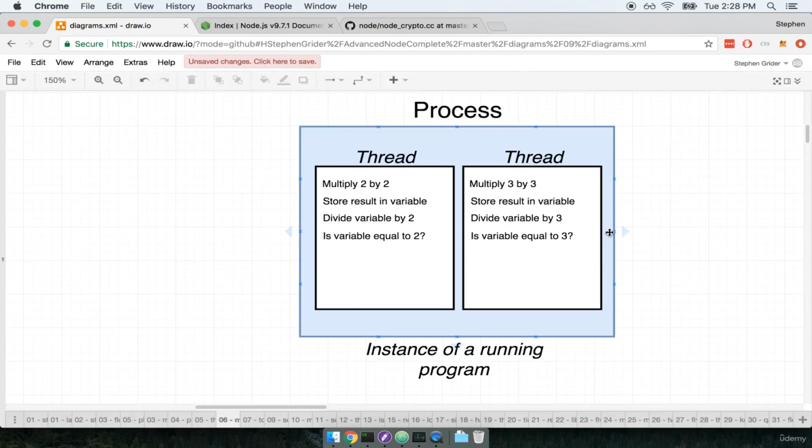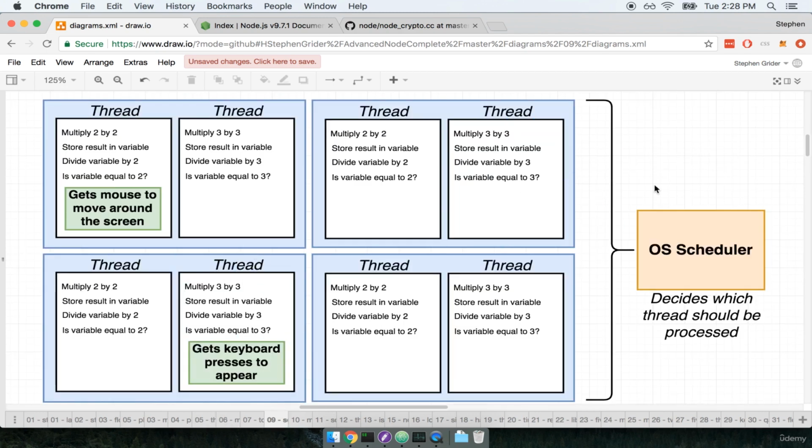One of the most interesting and important areas of study around threads is understanding something called scheduling. Scheduling refers to your operating system's ability to decide which thread to process at any given instant in time. So remember, your computer has a limited amount of resources available to it, and your CPU can only process so many instructions per second. This starts to get really relevant when we have many active processes and threads on our computer.